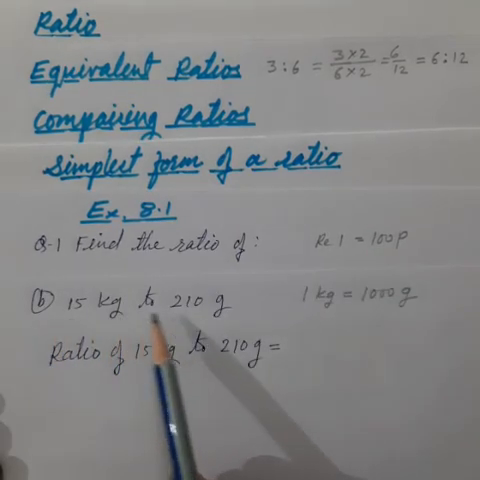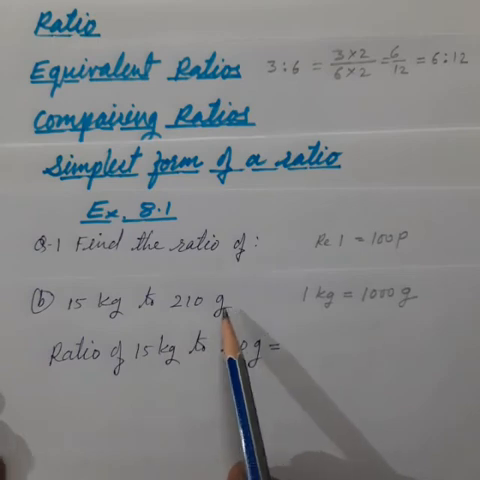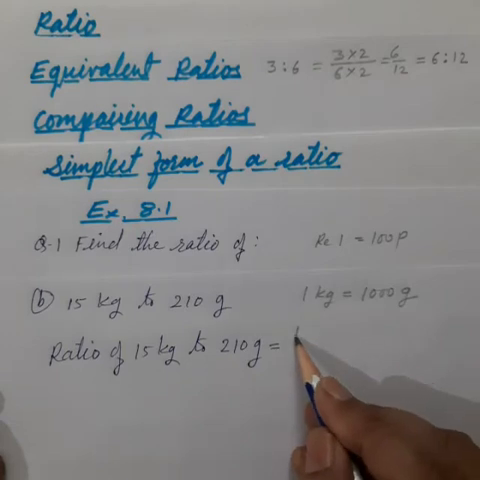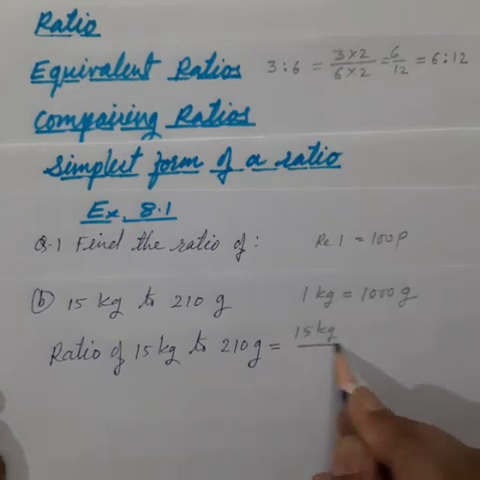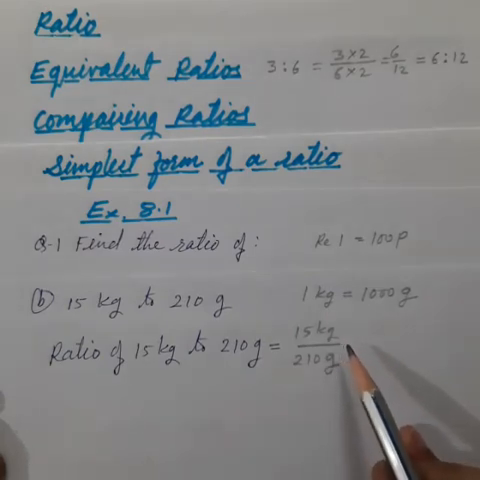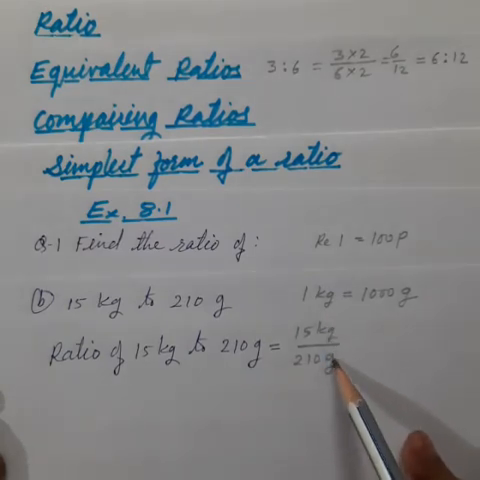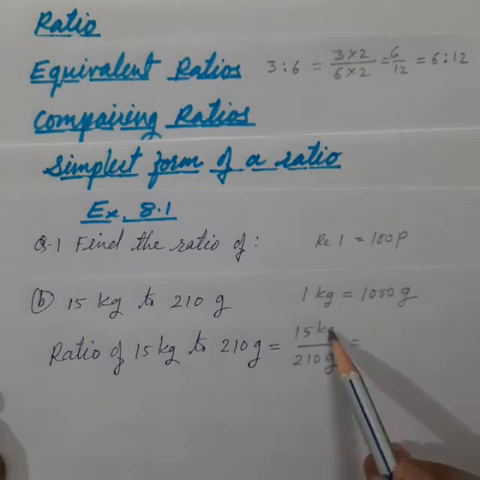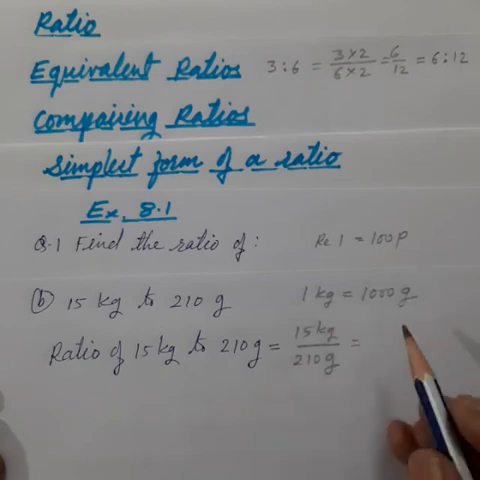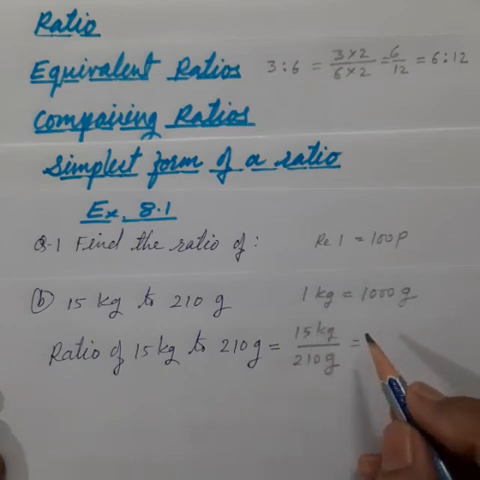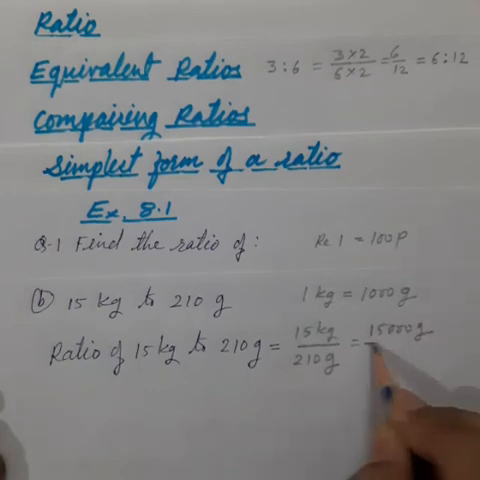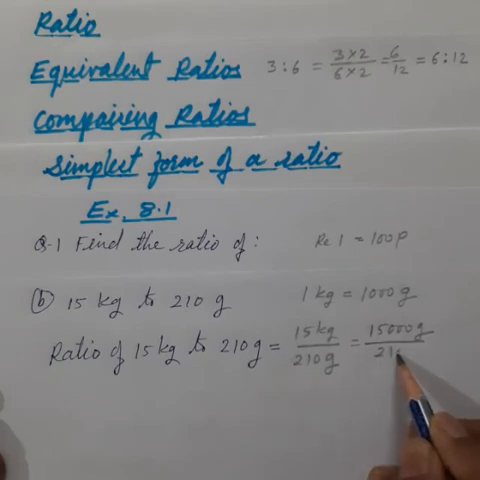B. 15 kg to 210 grams. So first we'll write this as a fraction. Ratio of 15 kg. First part is 15 kg. Second part is 210 grams. But for finding the ratio, we want units same. So we have to convert this kgs into grams. And we know 1 kg equal to 1000 grams. So multiply this 15 by 1000. We'll get 15,000 grams divided by 210 grams.